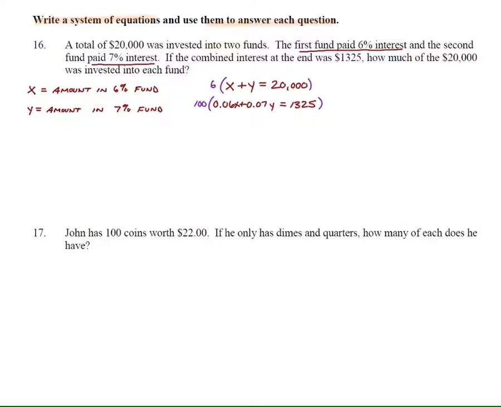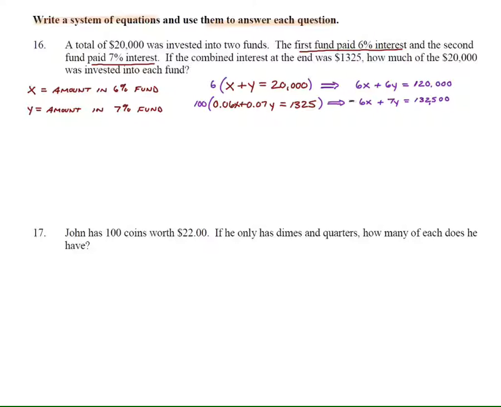So I would get 6x plus 7y equals 1,325 times 100, which I'll show you in a second. At the same time, I'm also going to multiply the top equation by something that would get one of my variables to have the same coefficient. In this case, I'm going to choose 6. So the top equation becomes 6x plus 6y equals 120,000. And if I multiply the bottom equation by 100, it just moves the decimal place 2 times to the right: 6x plus 7y is 132,500. So what I have is a system of equations where my x variables have the same coefficient.